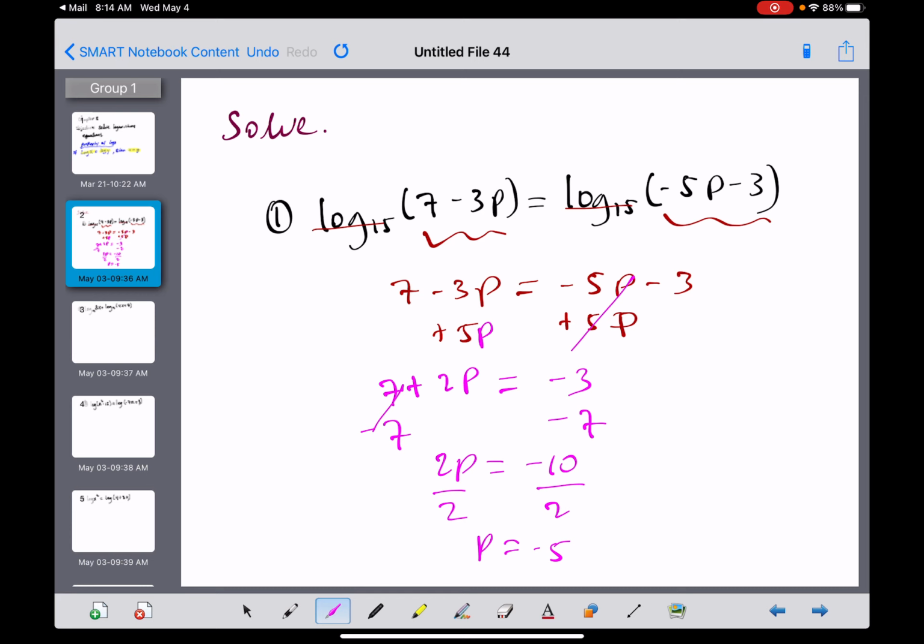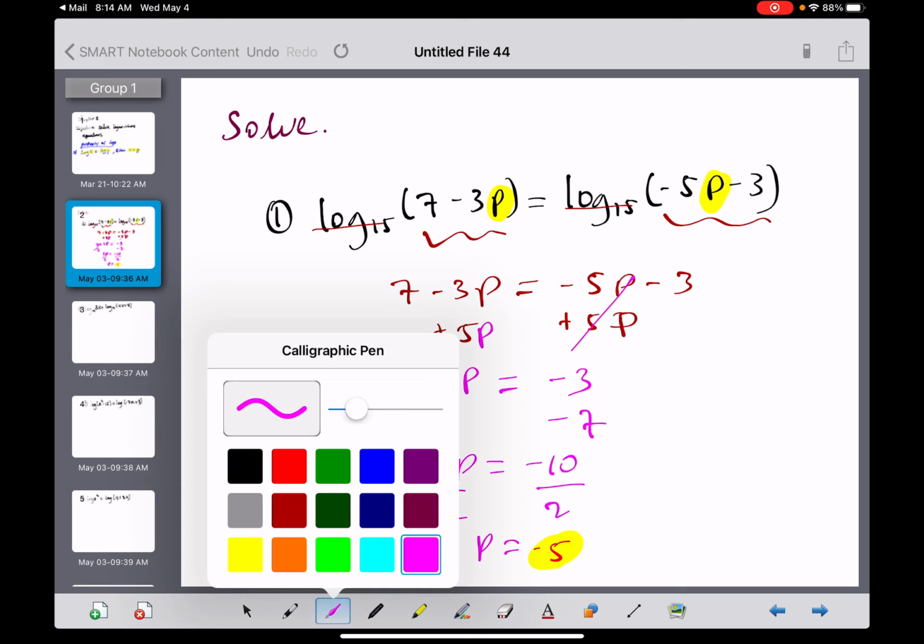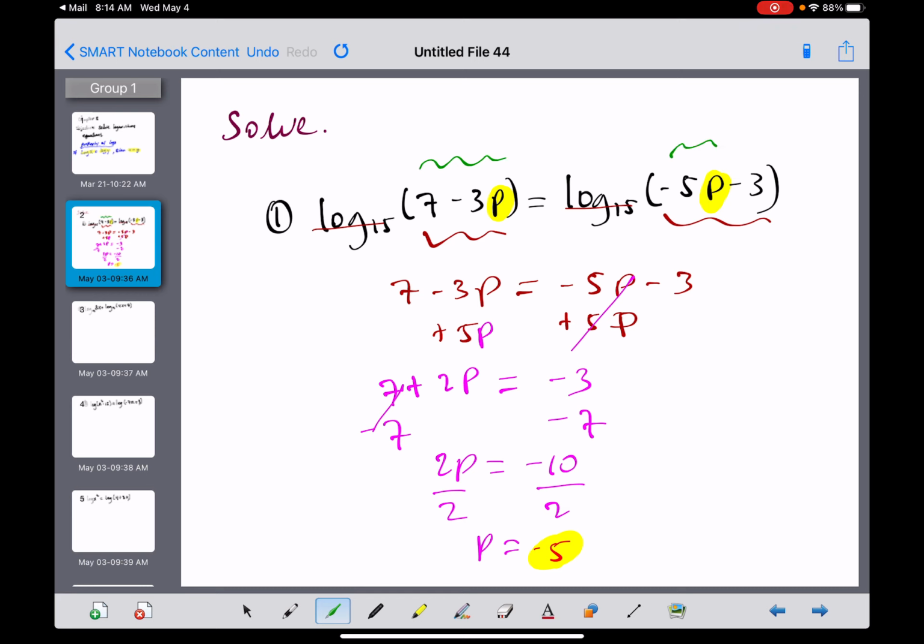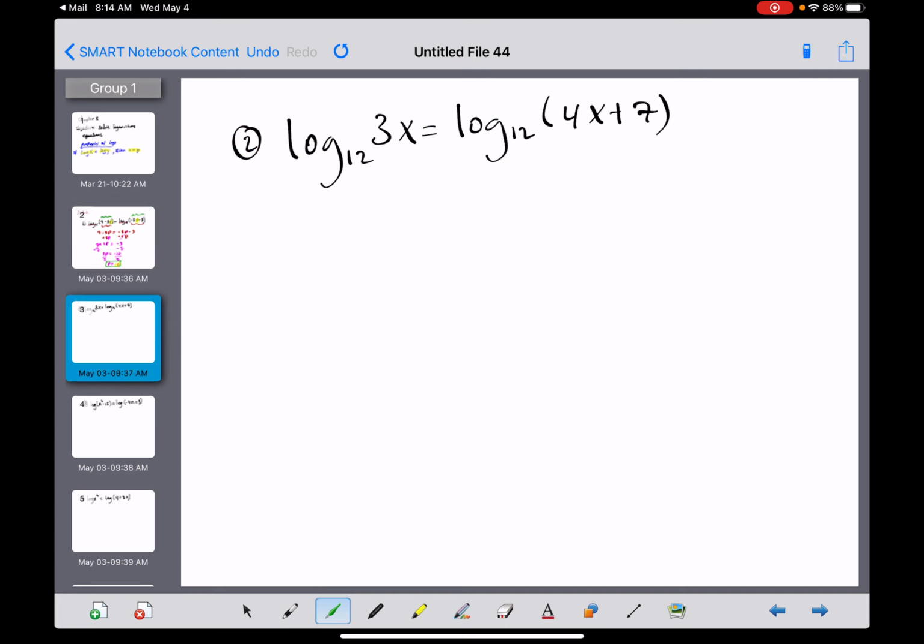Now, when it comes to log equations, you have to check your answers to make sure that it comes out okay. Meaning, when you plug this answer, the negative 5, back into p, the answer needs to be a positive, not a negative. If you plug it back in and check, it does produce a positive answer and not a negative answer. So therefore, p equal to negative 5 is okay, it's safe. Okay, let's move on to number 2. We will have an example where it will not be okay, so don't worry about that. So let's look at number 2 right here.